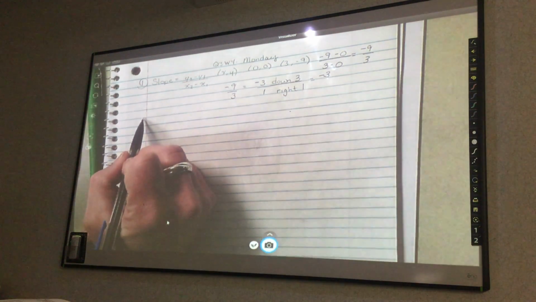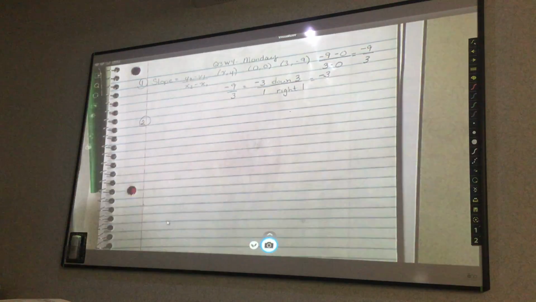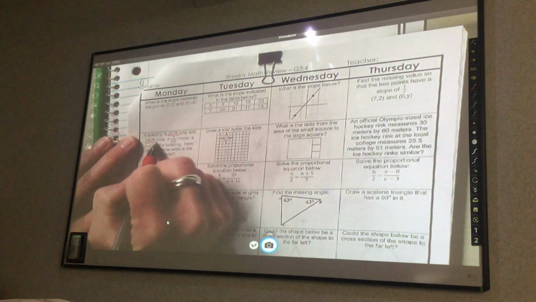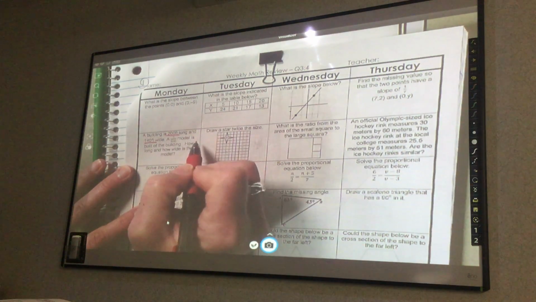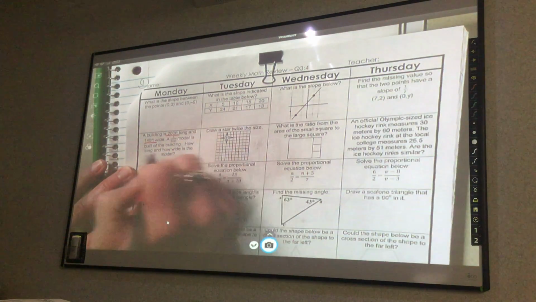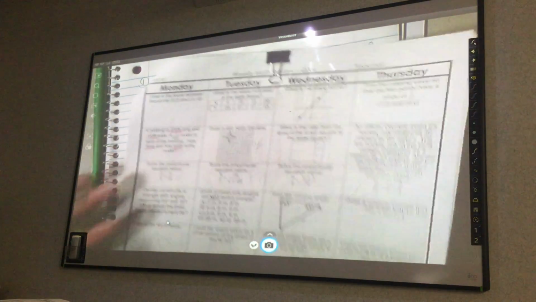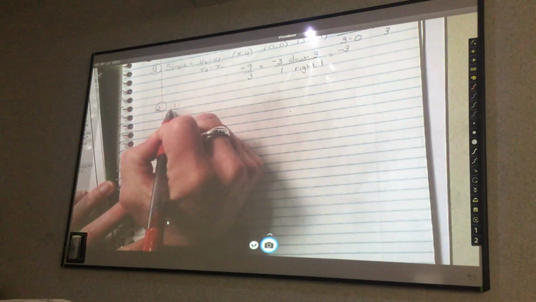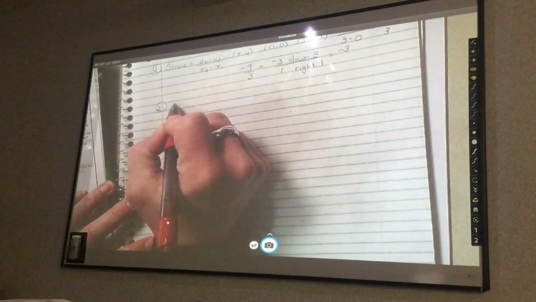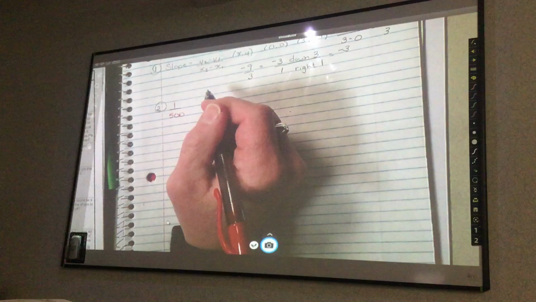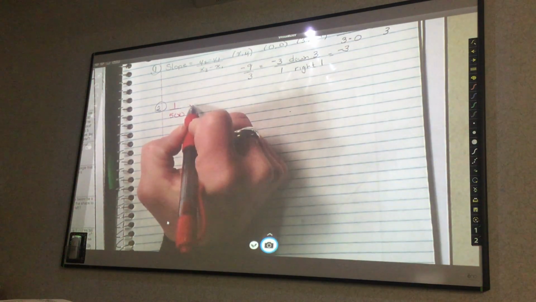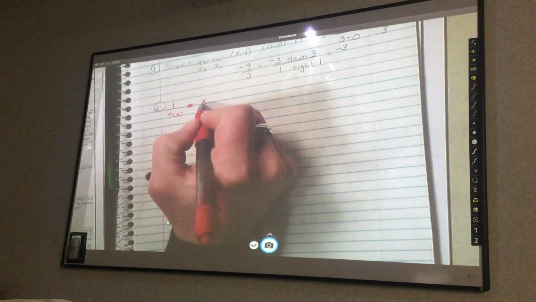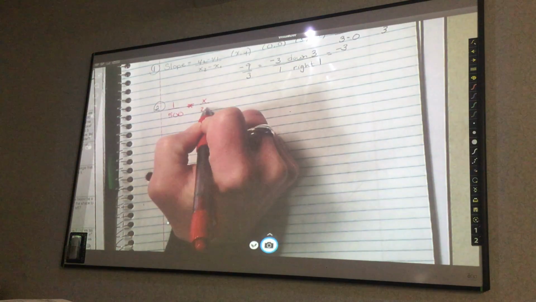Number 2, a building is 200 feet long and 140 feet wide. A 1/500th model is built of the building. How long and how wide is the model? So you start with saying that the model is 1/500. I'm going to find the length first, so that equals, which then I am multiplying, x over 200.